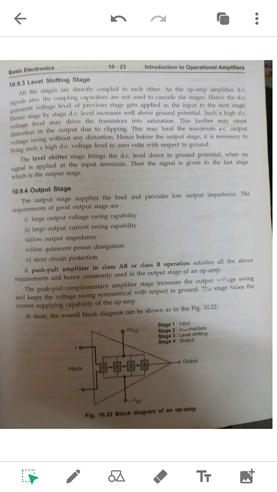These are all satisfied with the use of push-pull amplifiers in class AB or class B operation. These types of amplifiers are required to satisfy the conditions of the output stage. As input we require the differential amplifier, and at the output we require this type of push-pull amplifier in class AB.